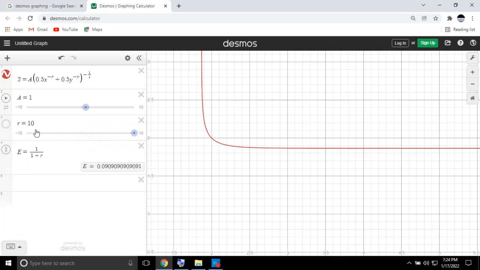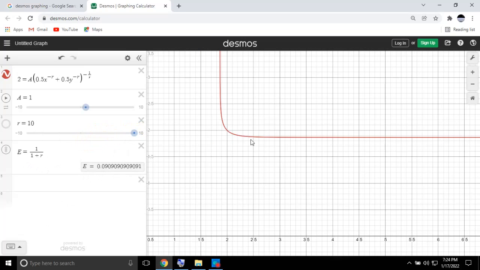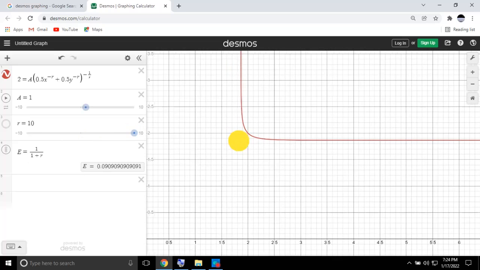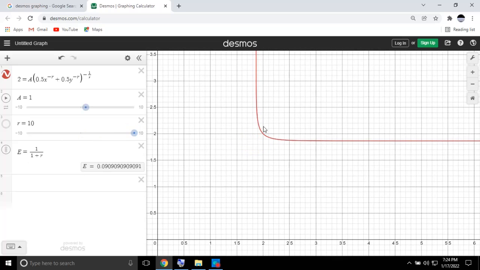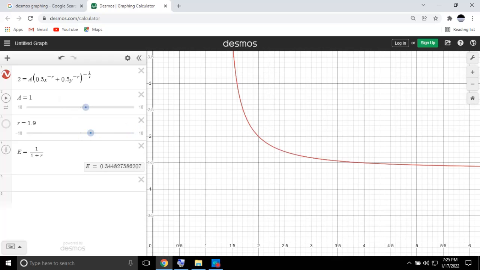If the value of R approaches infinity, the elasticity will approach 0. The graph of our CES production function will look like a Leontief type isoquant. Now let's see how the parameter A affects the graph.